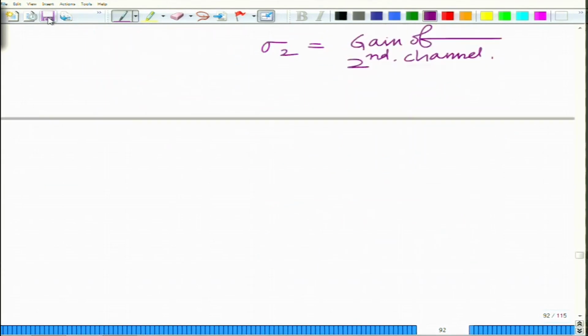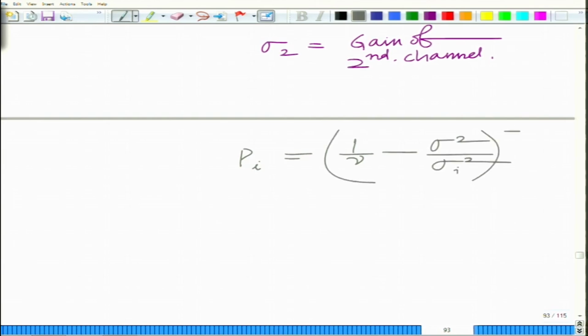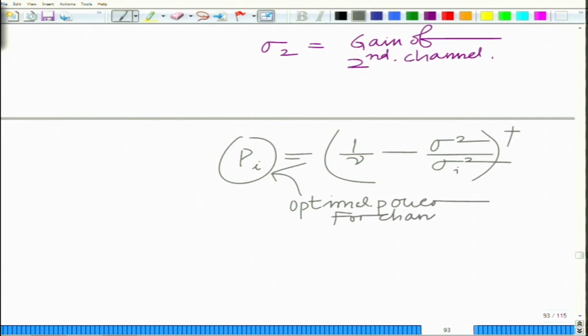Okay. Now, what is the optimal power allocation? We have seen the optimal power allocation Pi for the MIMO channel equals 1 over nu minus sigma square by sigma i square, plus. This is the optimal power for channel i.